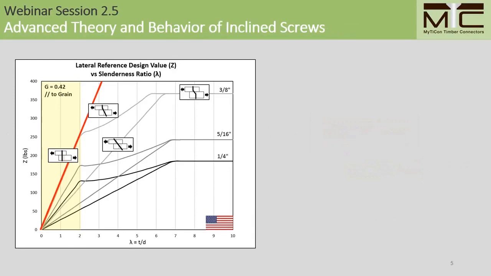For a laterally loaded fastener, when we have a low slenderness ratio, meaning we have a thin timber member and a stocky large diameter fastener, theoretical connection strength increases linearly with increasing penetration depth, as you can see by this red line here. However, as we increase the penetration depth, at some point the connection strength is characterized by the formation of 1 or 2 plastic hinges in the fastener, and this interrupts this linear increase in strength.